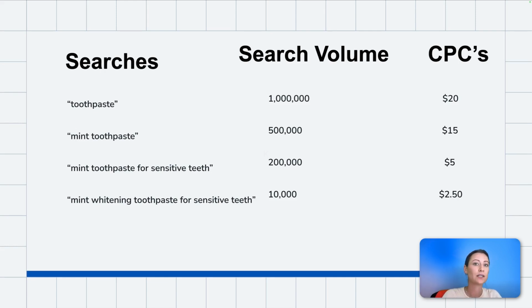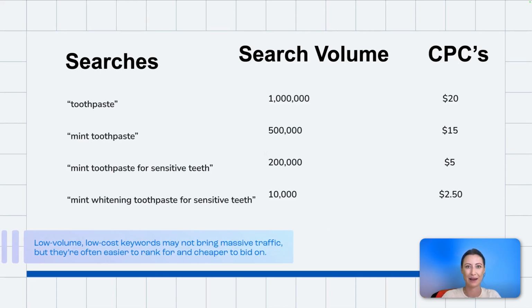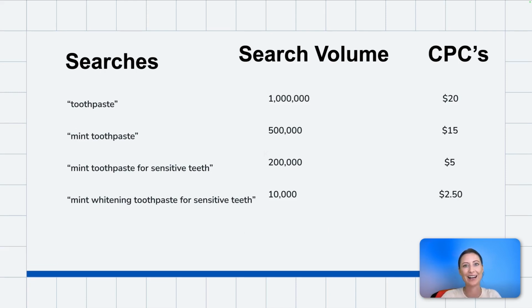Now, this is where keyword research starts getting important because, again, there's hundreds of different searches a customer can make to find your product. Maybe we look at mint whitening toothpaste for sensitive teeth. The search volume is much, much lower. So we're probably going to get a lot less sales for this keyword, but no one else is thinking to bid on it. So maybe our CPCs are less than $3 now, meaning that it's going to be a lot cheaper for us to win that real estate on the page because the location is not as good. It's getting a lot less search volume.